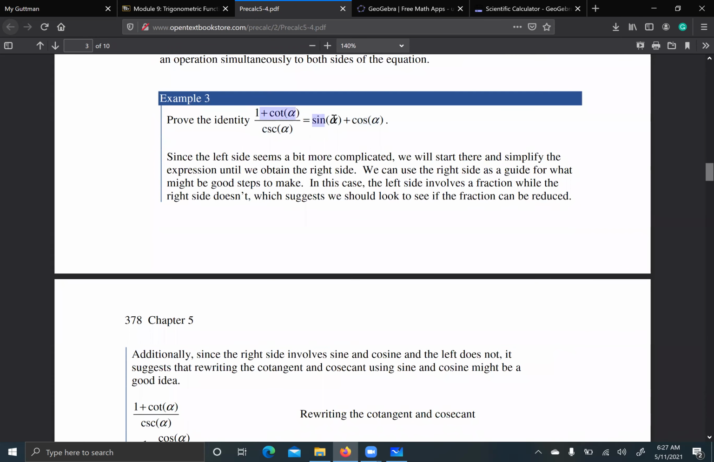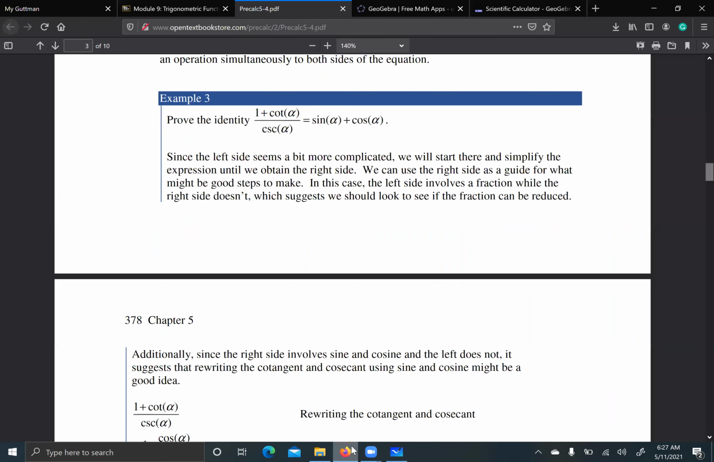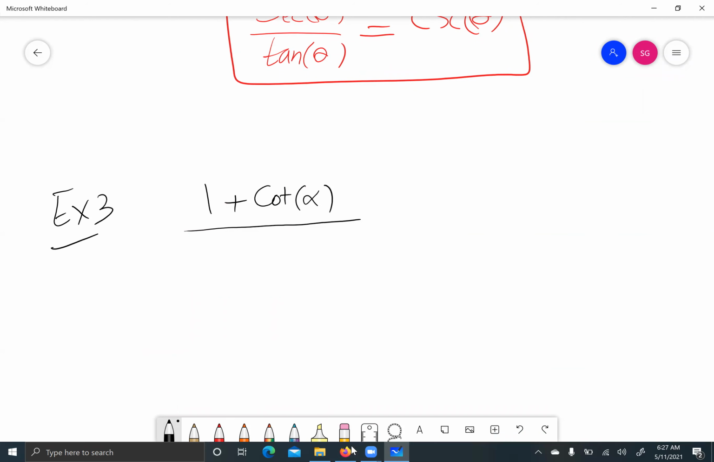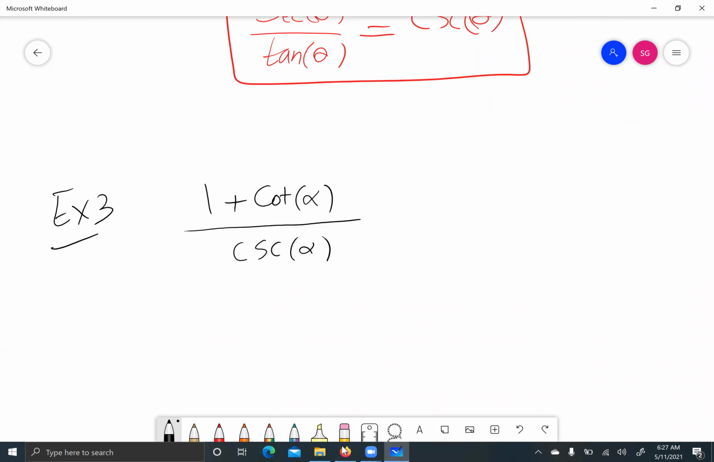Now let's prove this identity. So this is given, and let's see why this holds. So this is example 3. On the left side, we have 1 plus cotangent of alpha over cosecant of alpha. Cotangent of alpha over cosecant of alpha. It says that it is equal to sine plus cosine. Let's see if this really holds.